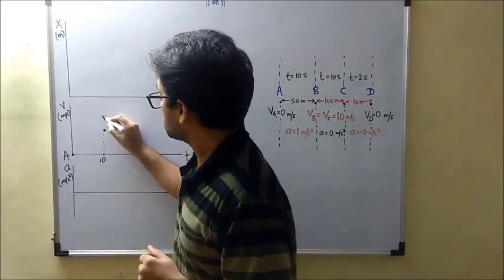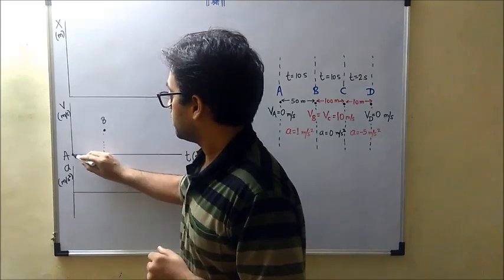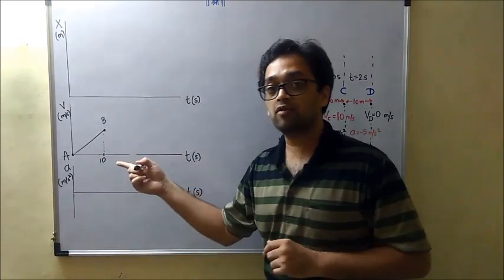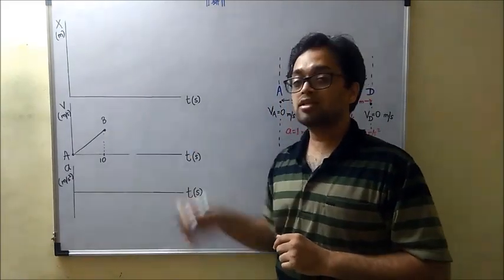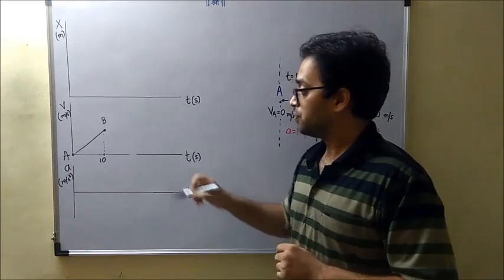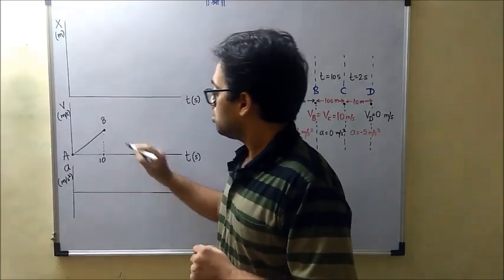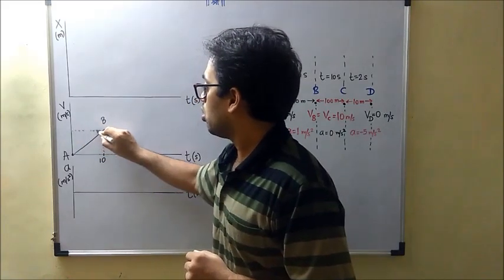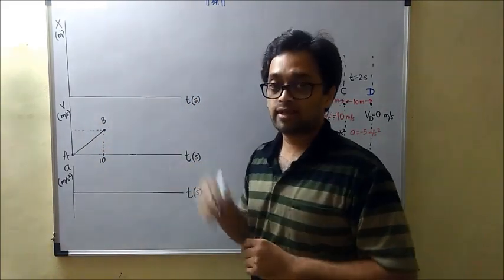And let us join. So this is my point B. Let us join A and B with an inclined line. You know the degree of this line, we have already seen. It is an inclined line, also of degree 1. Okay. Now I have joined them, but I don't know how much is the value of that on the vertical axis.